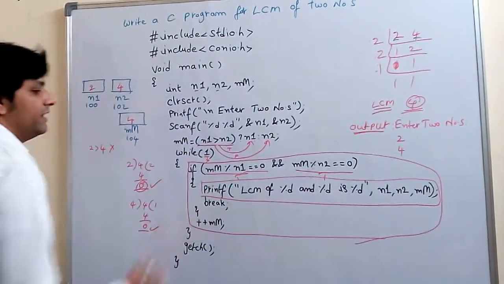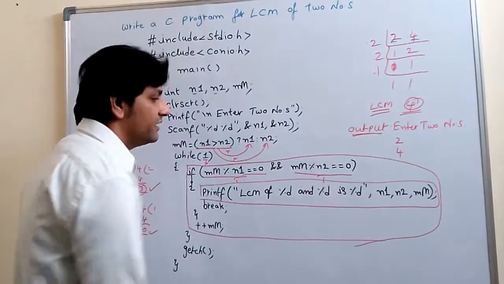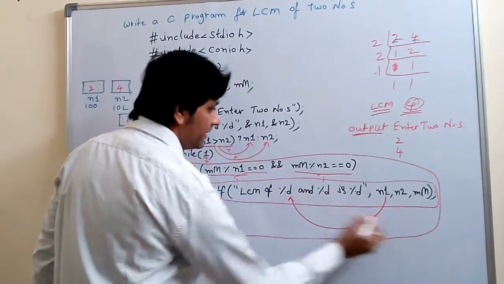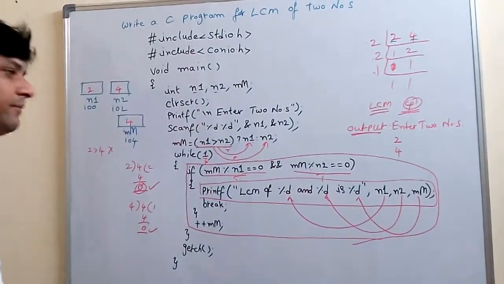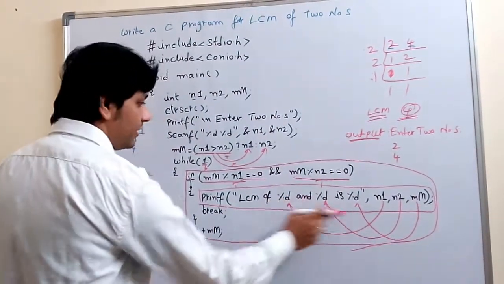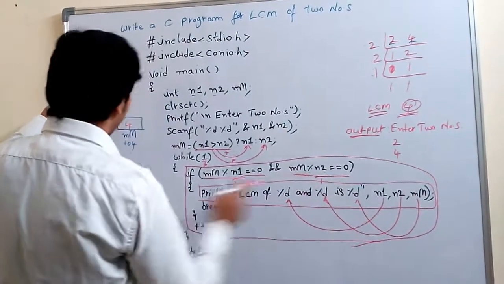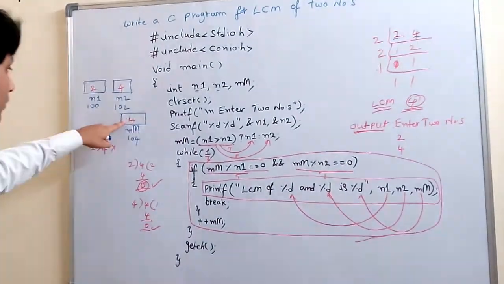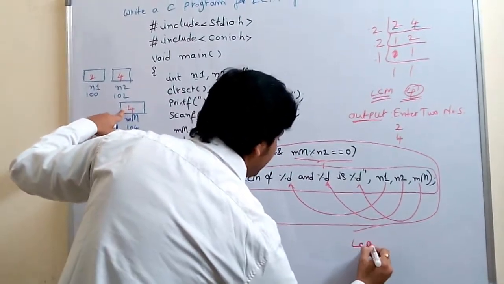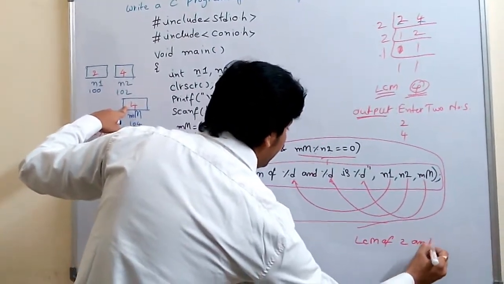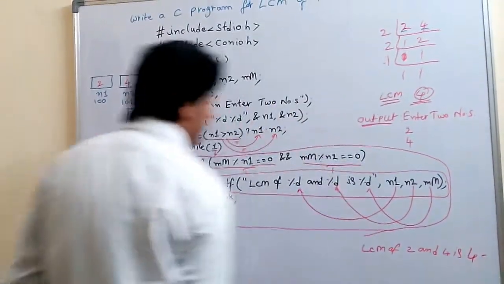What is the statement here? LCM of %d and %d is %d. That means n1 is displayed here, n2 is displayed here, and nm is displayed here. So the LCM of 2 and 4 is 4. The output is: LCM of 2 and 4 is 4. It will be displayed.